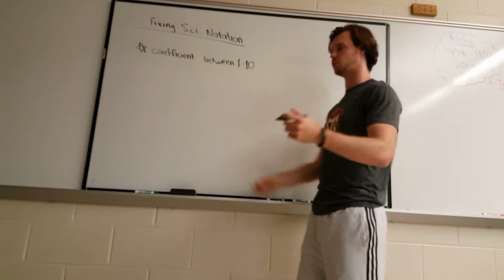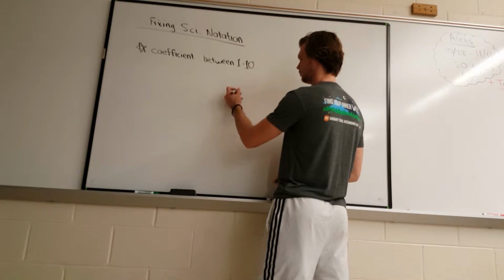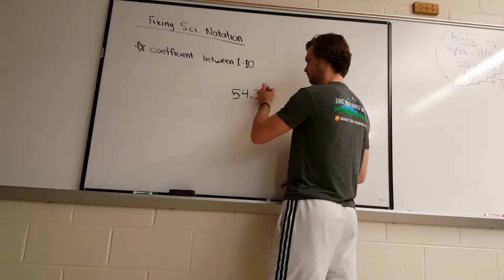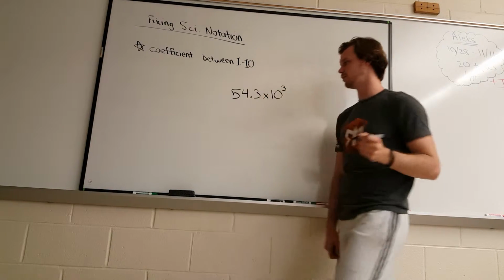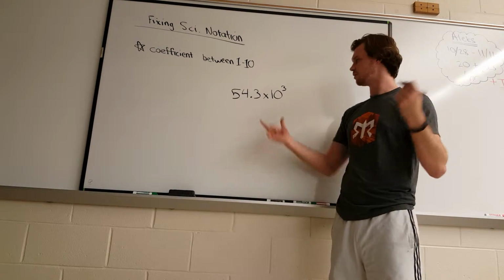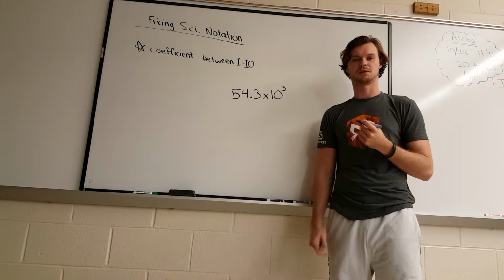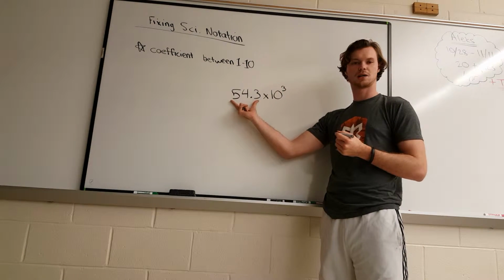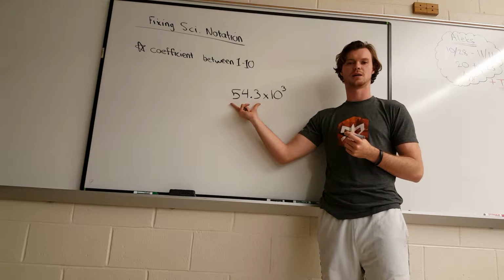So you might be doing all this work and you end up with an answer like 54.3 times 10 to the third. And now, yes, I agree that looks like scientific notation. You have the coefficient, you have a power of 10, but there's one thing wrong. That coefficient is not between 1 and 10.